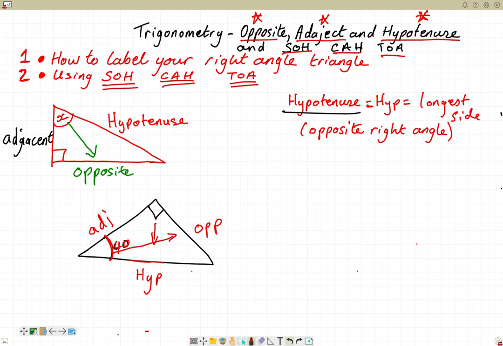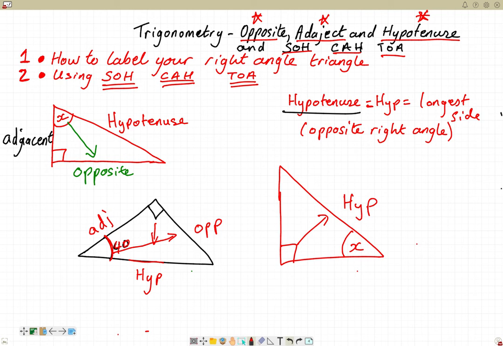Okay, let's try another one, the last one. Let's say this is the angle. First things first, longest side, hyp. Opposite the angle, opposite. And then the last one, adjacent.